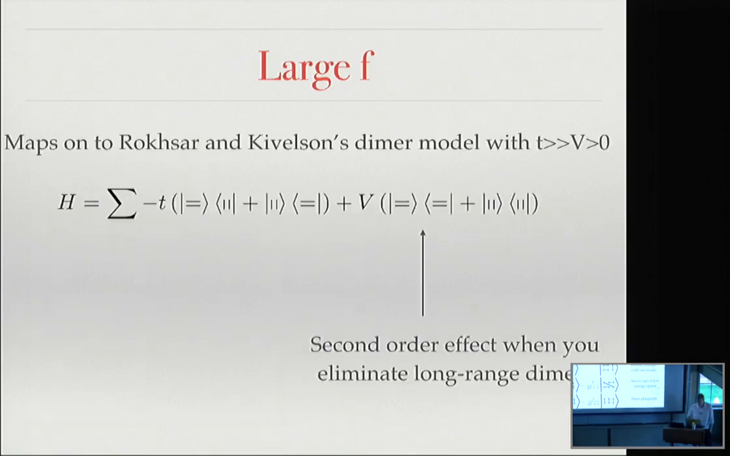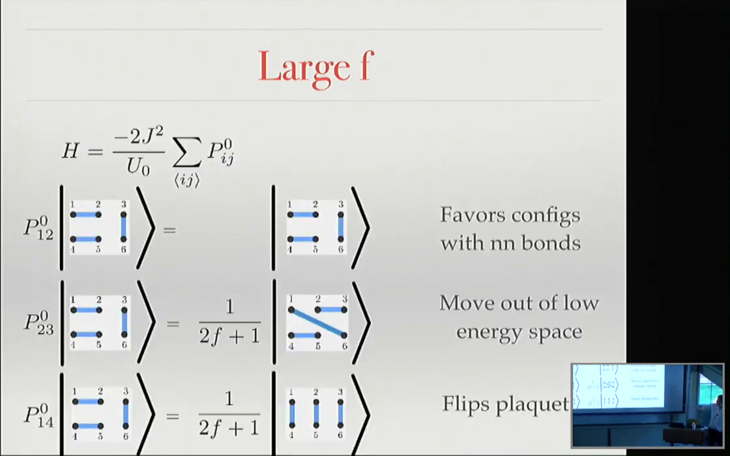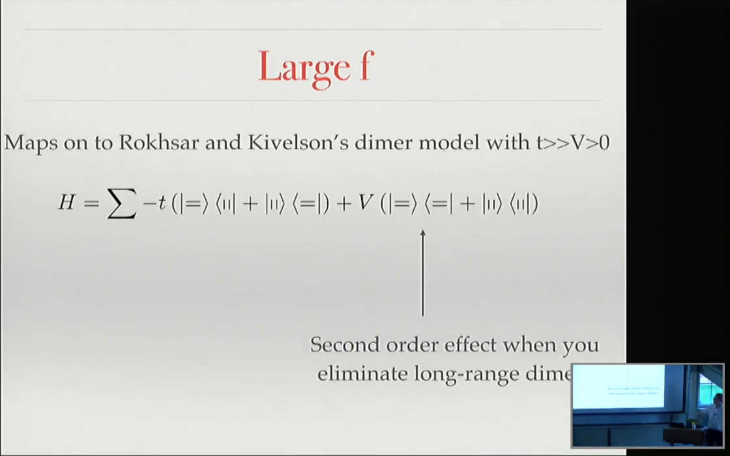And for those who are familiar with Rokhsar-Kivelson, that's exactly Rokhsar-Kivelson's model: you take plaquettes in your Hamiltonian, and you can flip them. And then if you do second order perturbation theory on these, you end up getting a term which penalizes having parallel bonds. I'm not going to actually do things in perturbation theory, but it's just nice to know that this model maps onto Rokhsar-Kivelson.